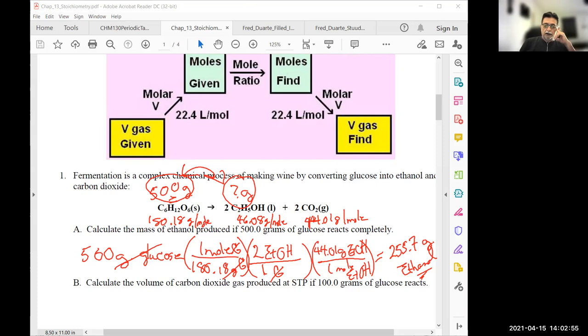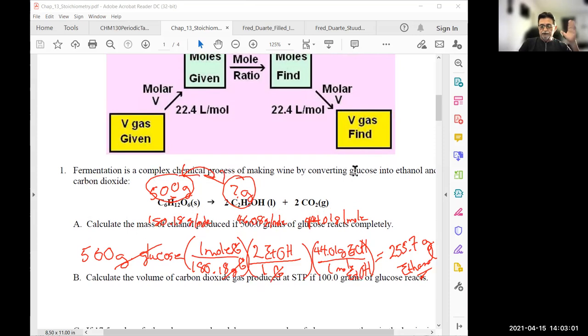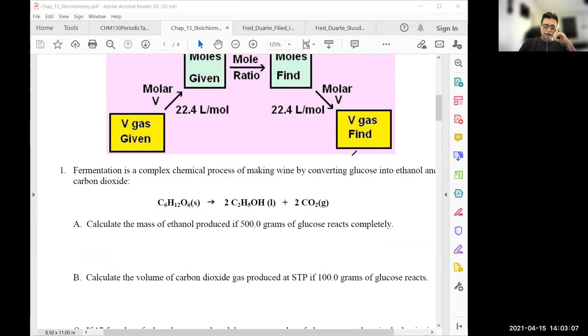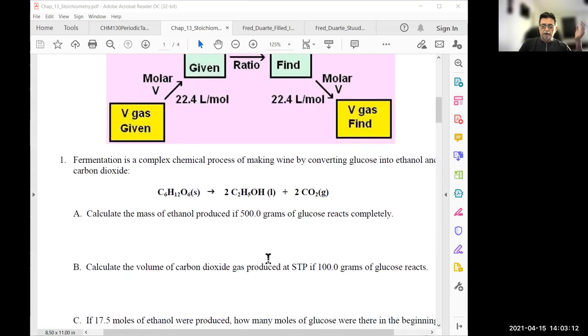All right, so I'm not going to go through the other ones, but I just wanted to refresh your memory about the worksheets, okay? Because the worksheets have a lot of examples that you can continue to do. Here you got the one, the next one's calculate the volume of carbon dioxide produced at 0 degrees STP.